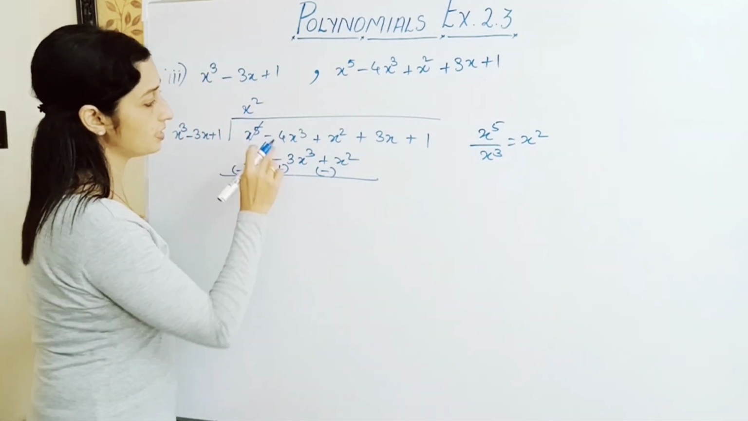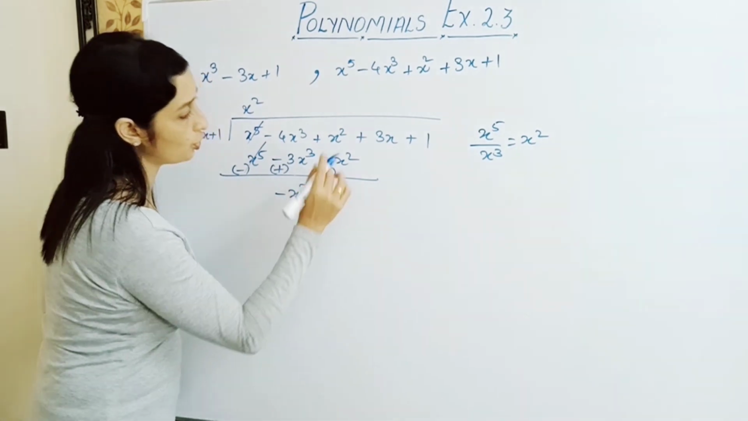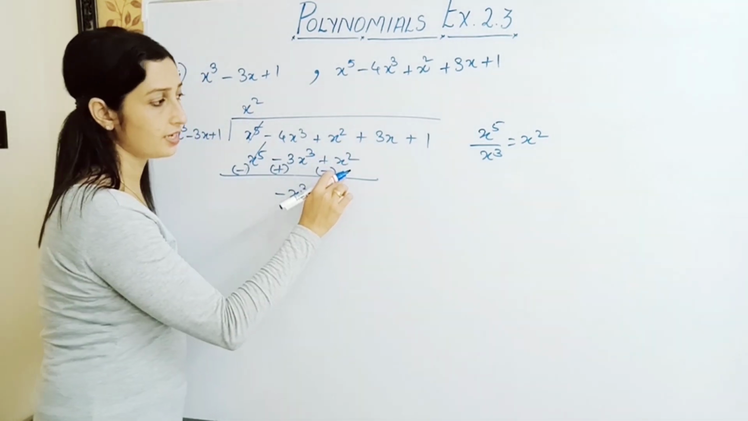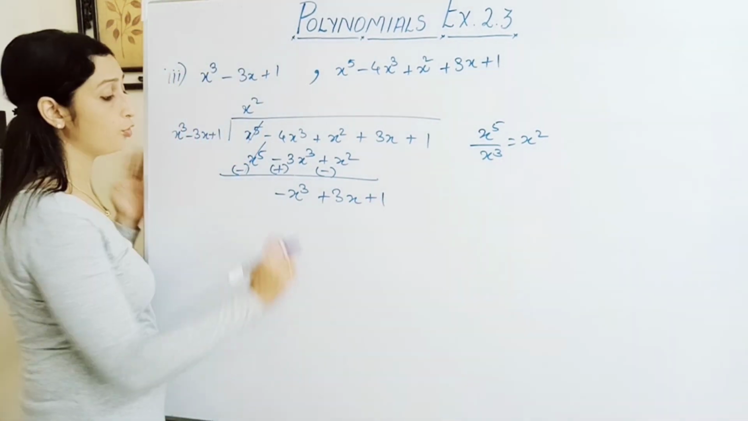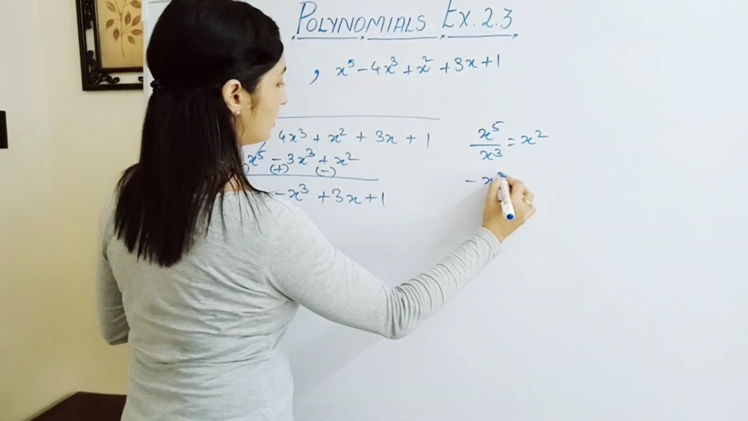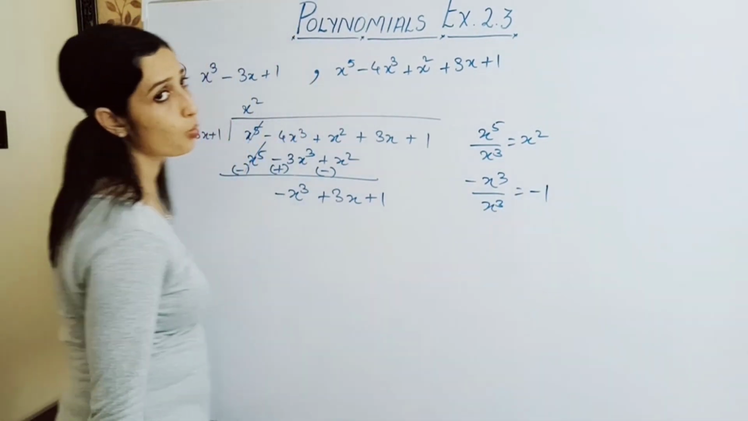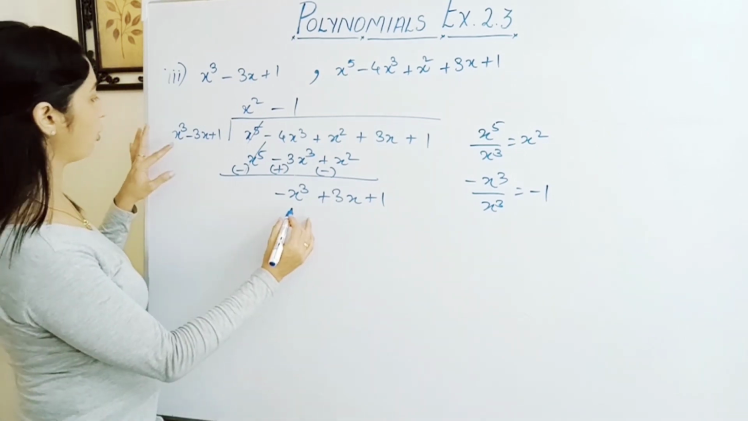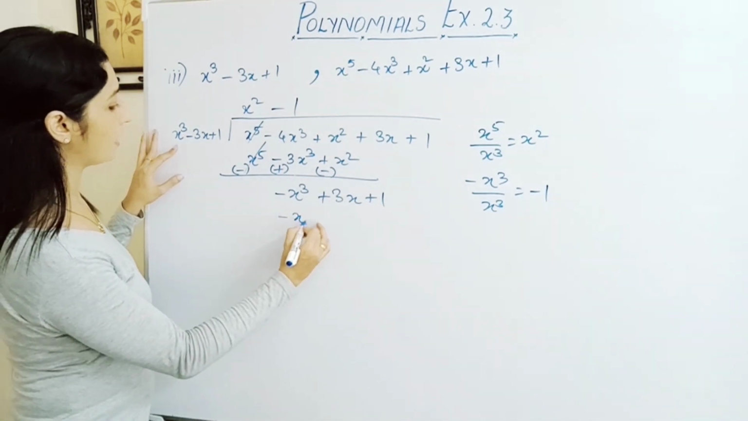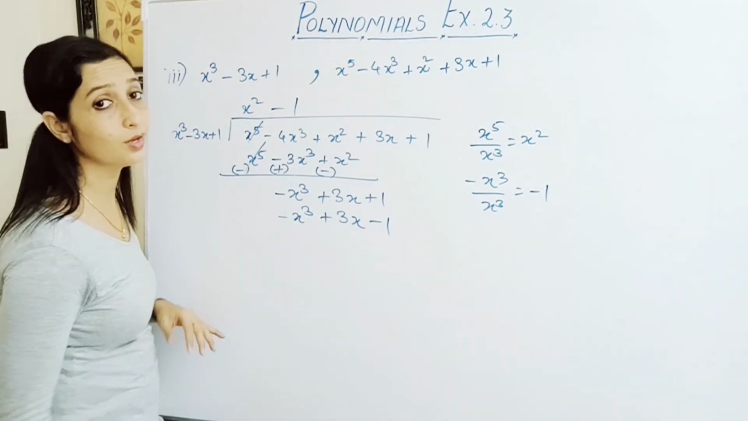This gets cancelled. Minus 4 plus 3 is minus x cube. This gets cancelled again. Plus 3x plus 1. Now how do you find the second term? Minus x cube by x cube, you get minus 1. So our second term of the quotient is minus 1. So what you get here is minus x cube plus 3x minus 1.